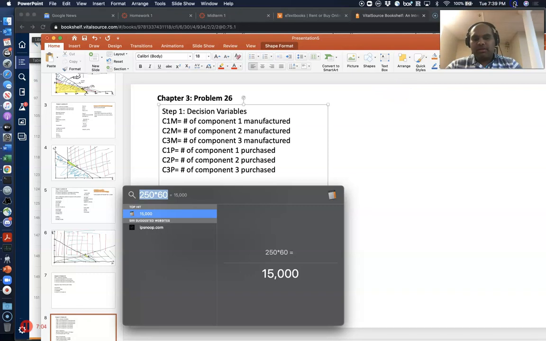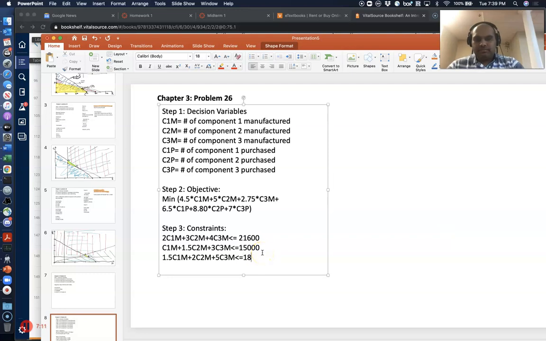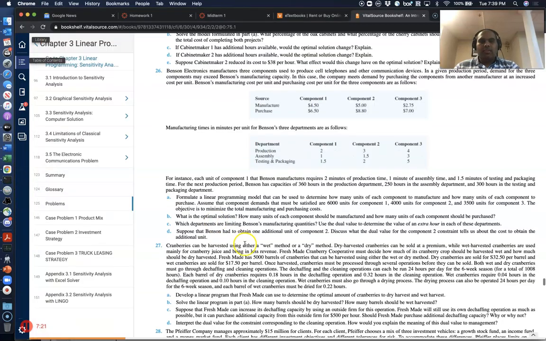$300, so it's 18,000, right? 300 times 6. 18,000. There you go. So these are the constraints for manufacturing. Apart from this, we have demand constraints. So the demand constraints are right here.